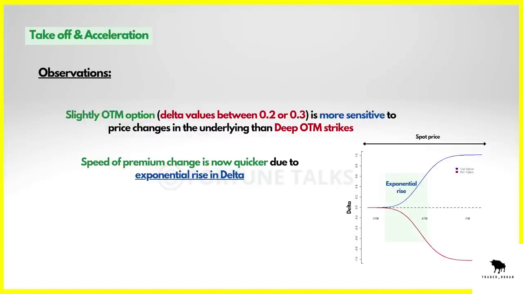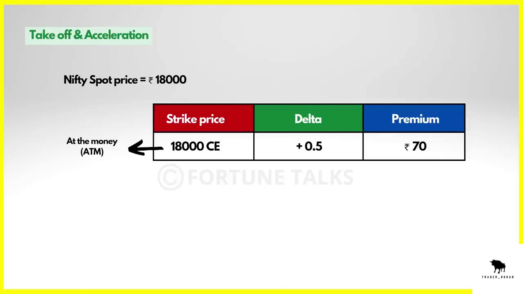But does this mean that we have to stick with buying slightly out of the money options as an option buyer? Well, we are not quite there yet to answer the question. Let us take this a step forward and see how an at the money option, that is the 18,000 call option in this case, which has a delta of around 0.5, would react to the same 100-point move in the underlying price, which moves from 18,000 to 18,100.